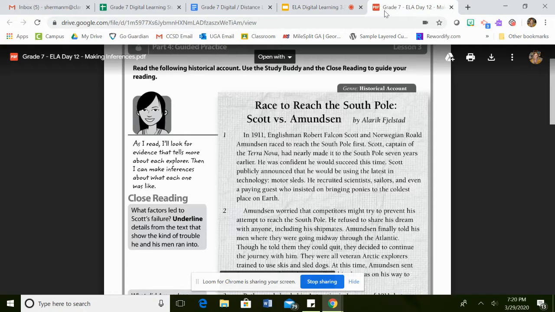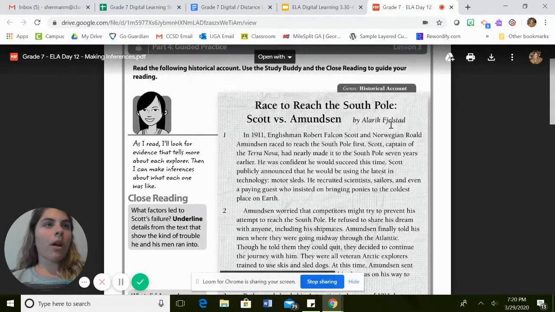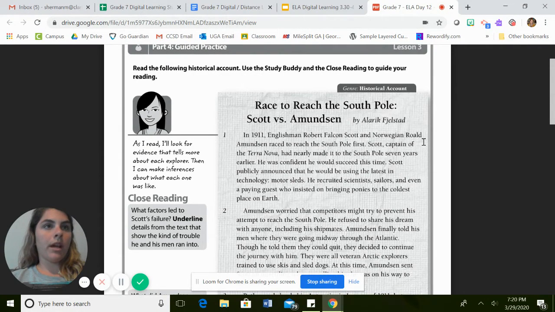All right, so here we go. The title of the text is Race to Reach the South Pole, Scott versus Amundsen. In 1911, Englishman Robert Falcon Scott and Norwegian Roald Amundsen raced to reach the South Pole first. Scott, captain of the Terra Nova, had nearly made it to the South Pole 7 years earlier. He was confident he would succeed this time. Scott publicly announced that he would be using the latest in technology, motor sleds. He recruited scientists, sailors, and even a paying guest who insisted on bringing ponies to the coldest place on Earth.